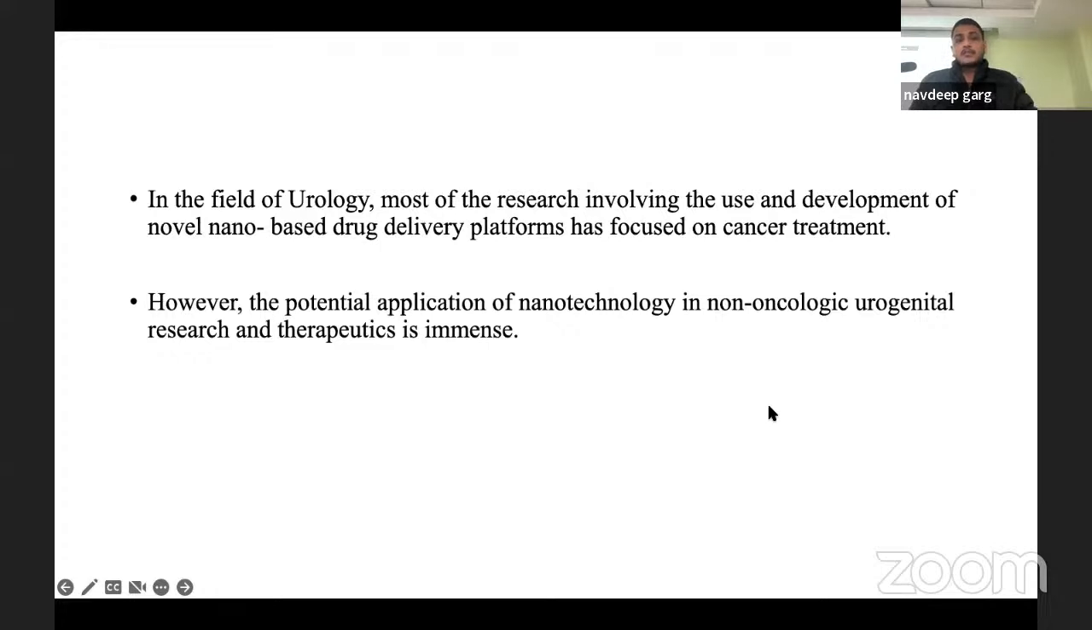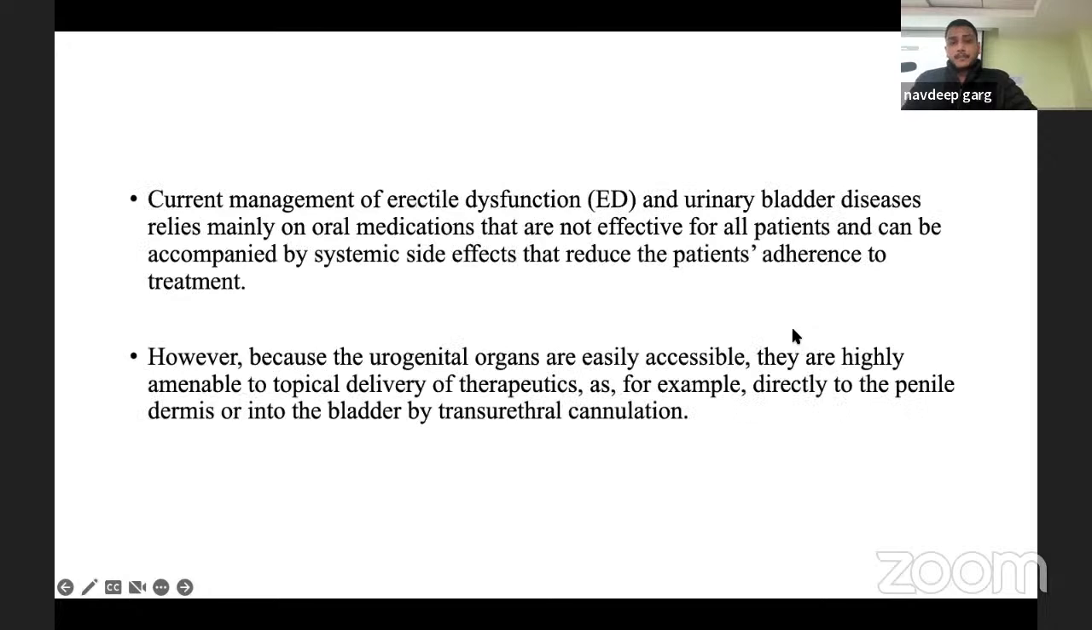In our field of urology, most of the research involving the use and development of novel nano-based drug delivery platforms has focused mainly on cancer treatment, but the potential application of nanotechnology in non-oncological urogenital research and therapeutics is also very immense. The current management of erectile dysfunction and urinary bladder diseases relies mainly on oral medications that are not effective for all patients and can be accompanied by systemic side effects that reduce the patient's adherence to the treatment.